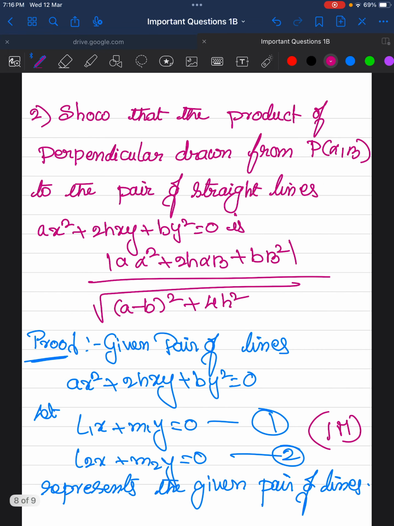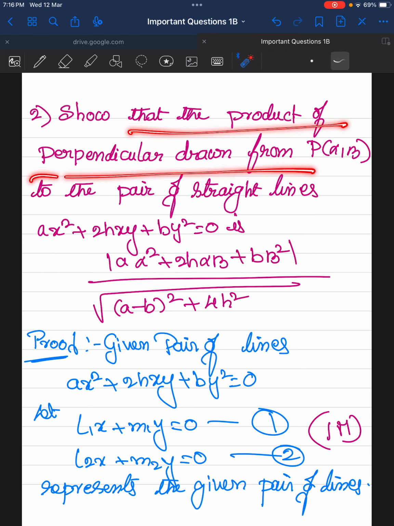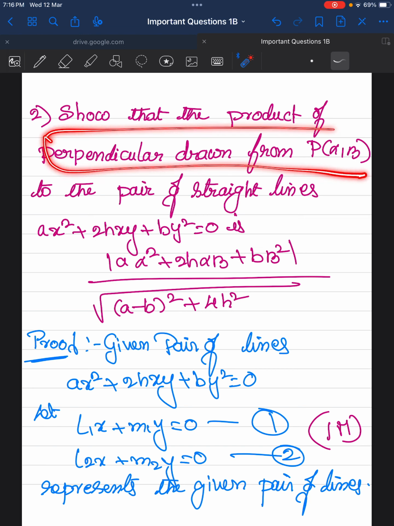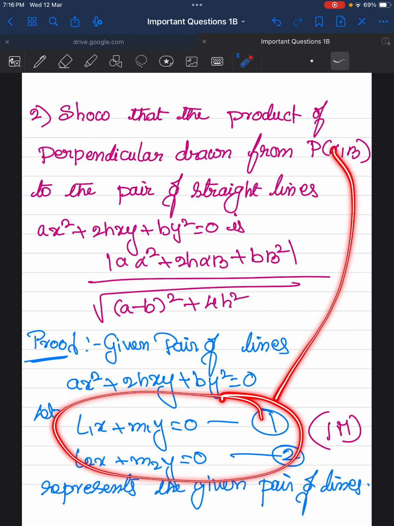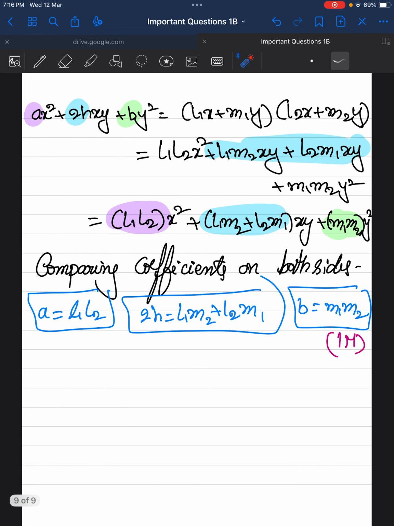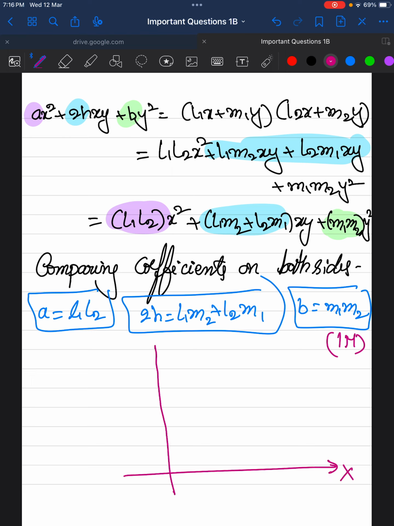Now the question is: show that the product of perpendiculars drawn from P alpha beta to the pair of lines. Means we are drawing perpendiculars from P alpha beta to these pair of lines. Again we'll take the xy axes, this is the x axis and this is the y axis. Now we take the pair of lines, like this: one line passing through the origin, and another line passing through the origin.